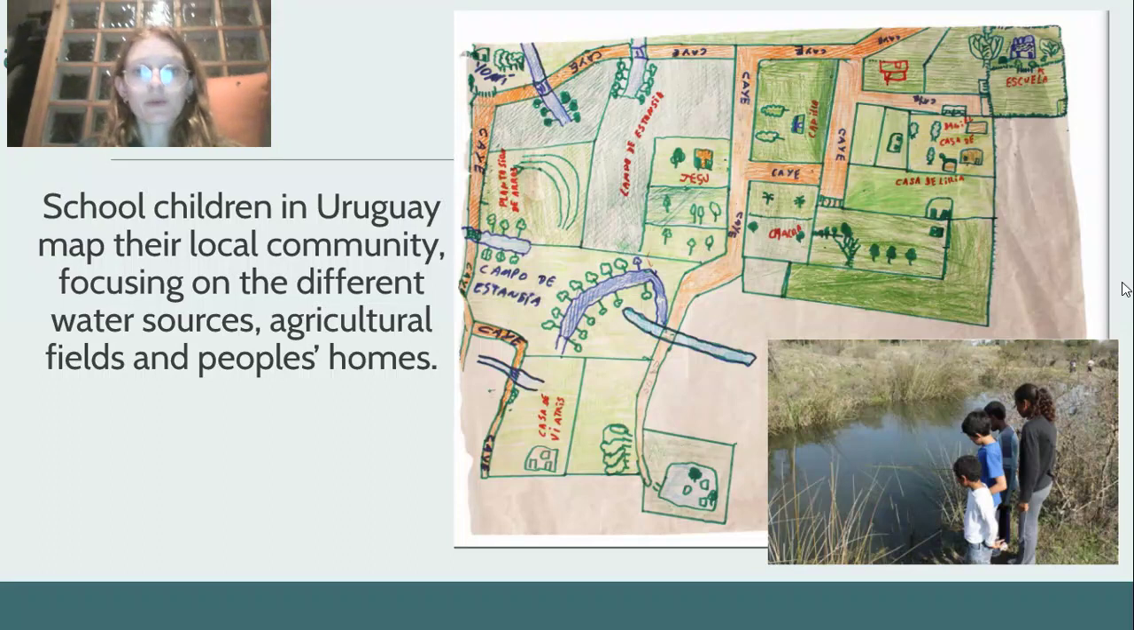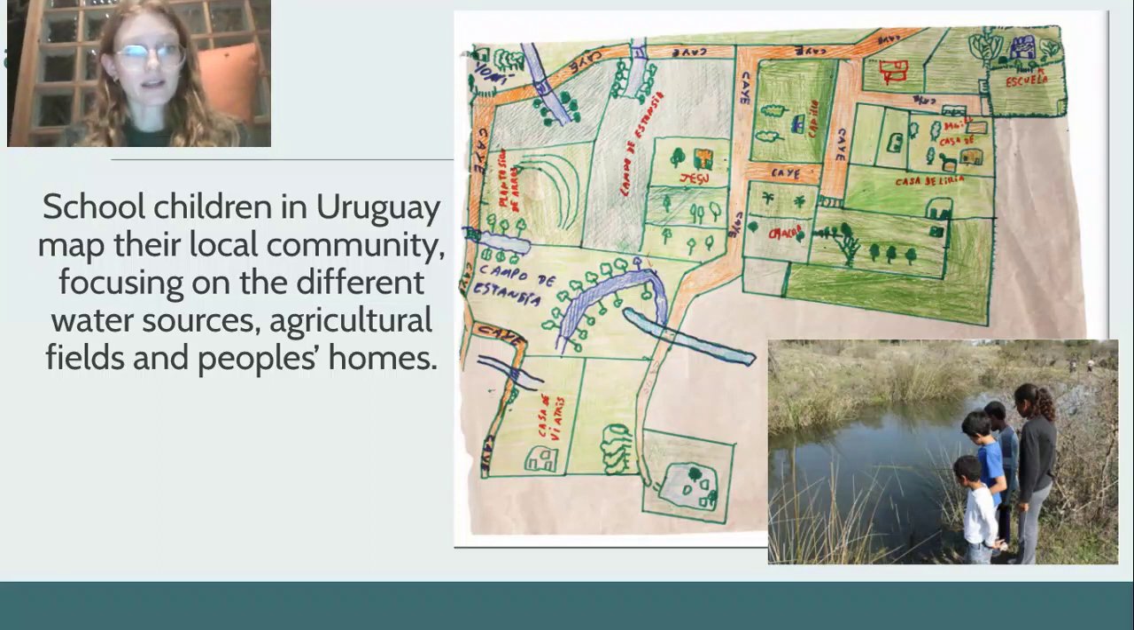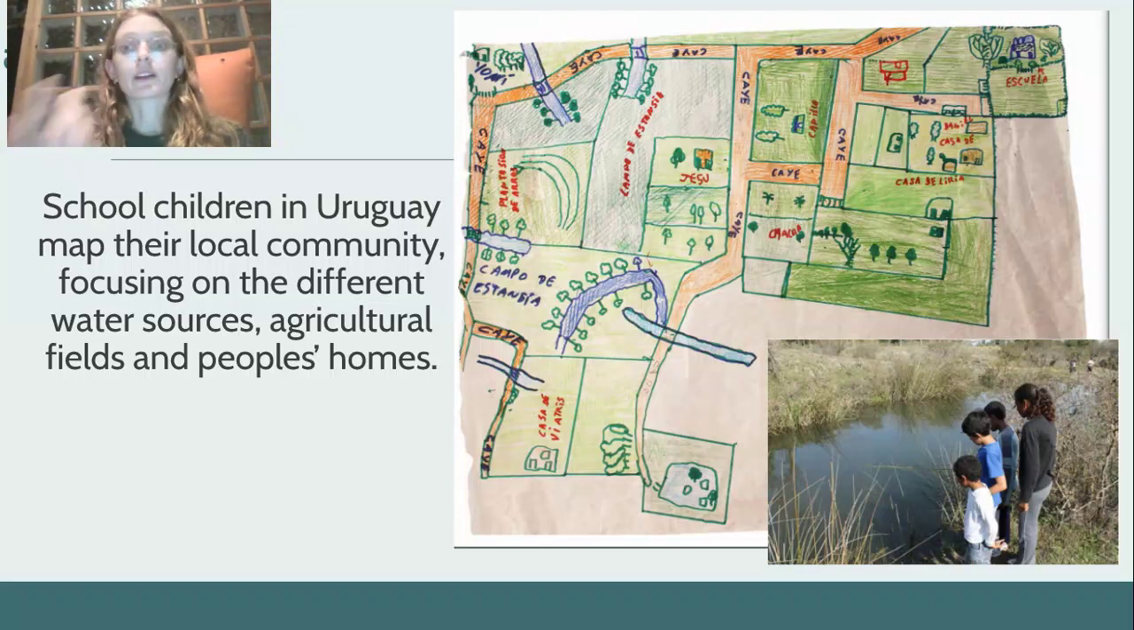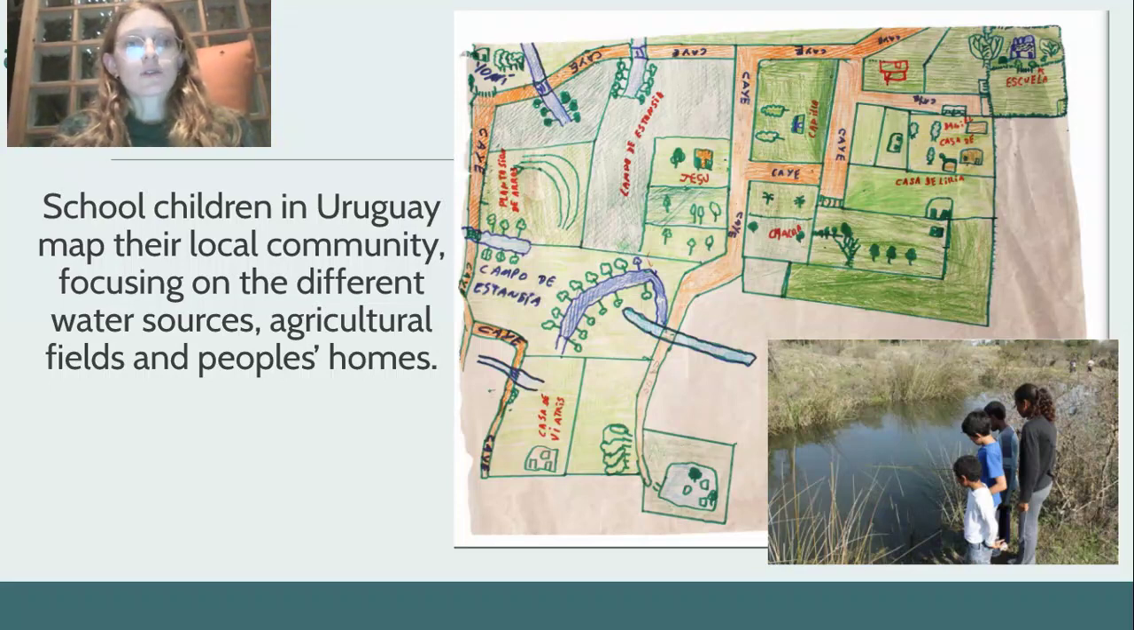And mapping is also really important. So actually drawing maps of places as they are, to connect to them, but also to keep them safe, and keep them eternalized before things change, or in case things change. So this is school children in Uruguay who were focused on water sources and agriculture.